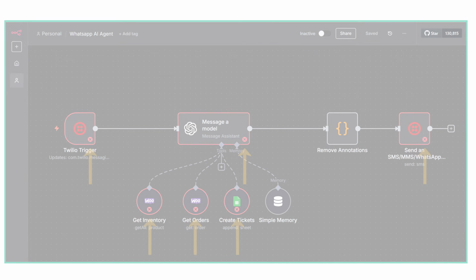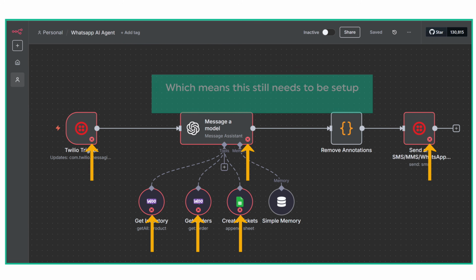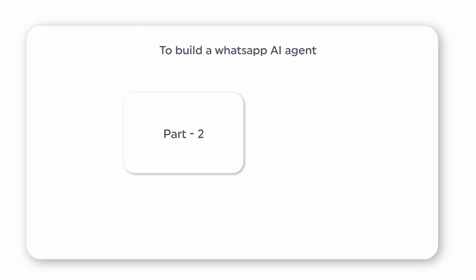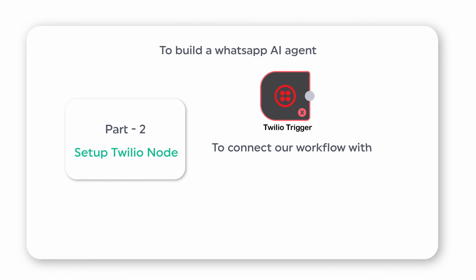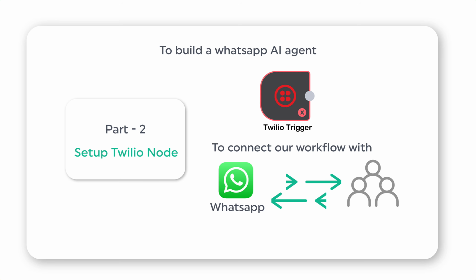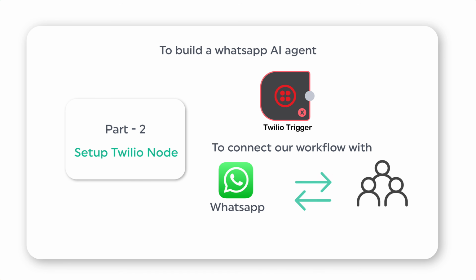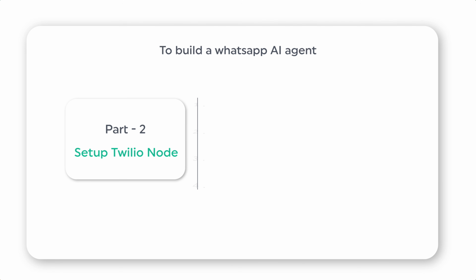Okay, as you can see here, some of the nodes have warning signs, which means they still need to be set up before everything works properly. To do that, let's move on to the second part of the video, which is to set up the Twilio node. In this setup, we'll use Twilio to connect our workflow with WhatsApp so it can send and receive messages seamlessly. So to set up the Twilio node, we are going to do 4 steps.